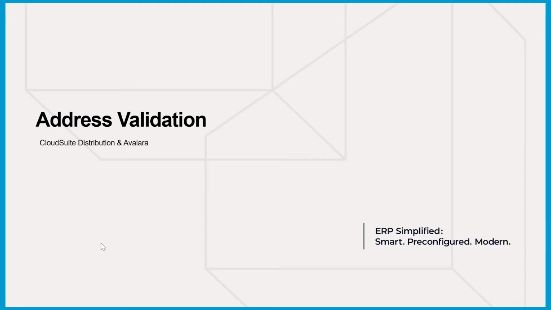Another capability of the Avalara integration with CloudSuite Distribution is address verification at the point of customer or ship-to creation, as well as at the point of order entry when entering a one-time ship-to.